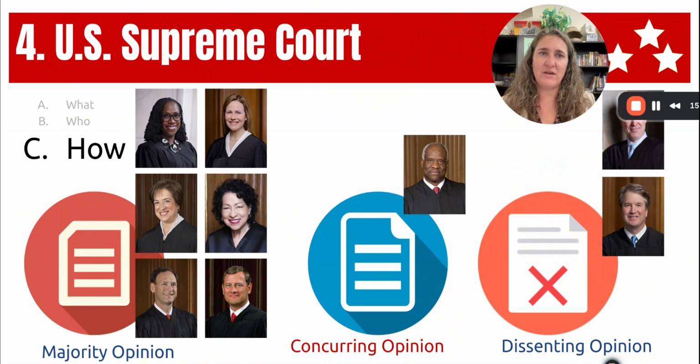And then also you can have a dissenting opinion. The dissenting opinion is from the justices who disagree with the majority. So they disagree with the decision that the majority made, and they can write their dissenting opinion and why they think that the majority of their colleagues are incorrect. Sometimes these dissenting opinions can actually be used in future cases as well. And so they do become an important part of the legal process.